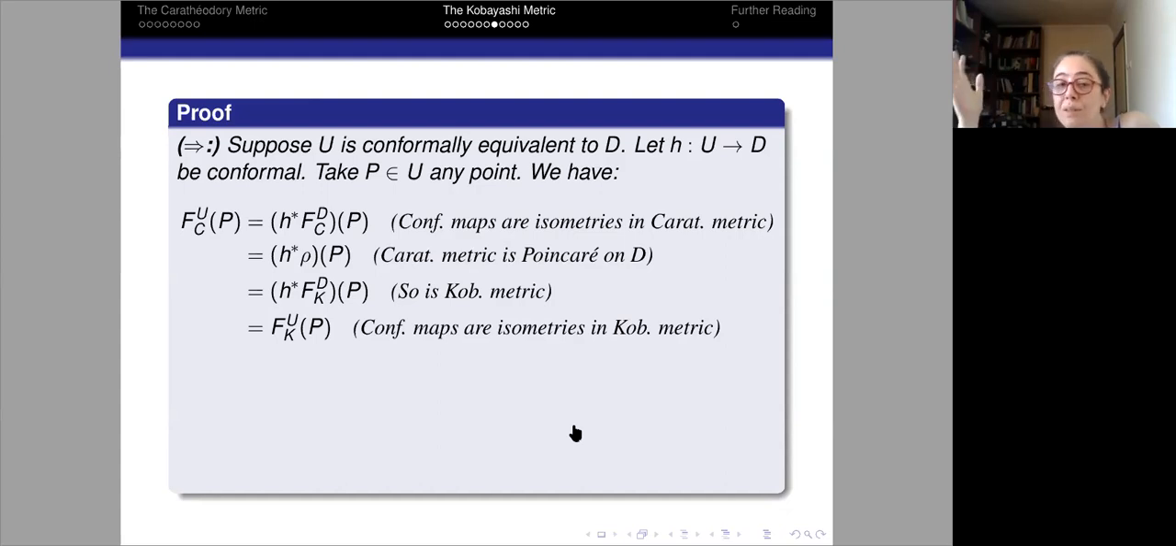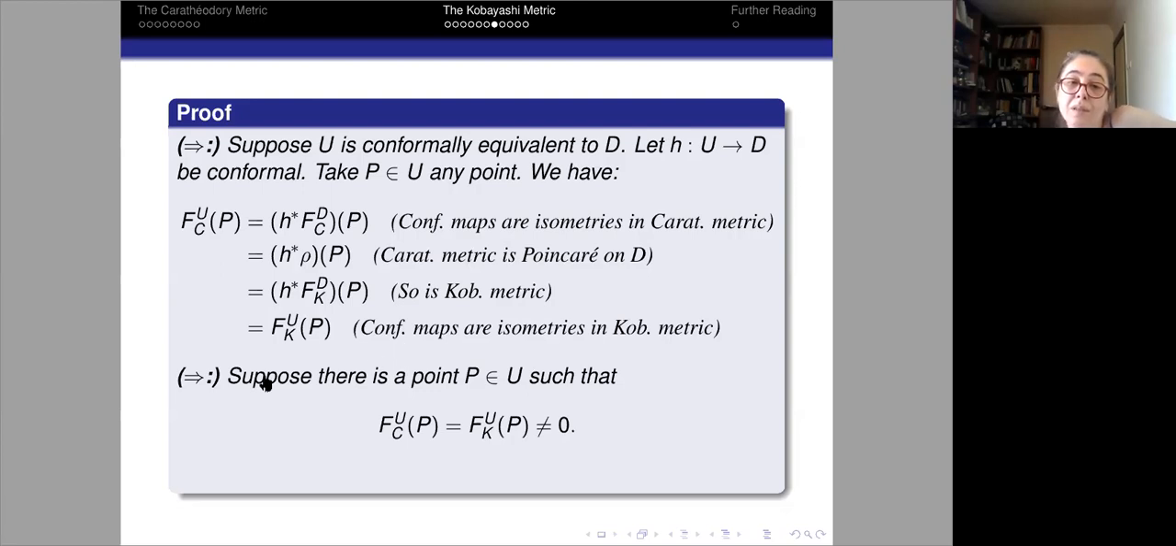So the pullback metric, the value at the point P, is equal to the value at the point P of the pullback of that metric with respect to a conformal map. And this is equal to h star rho at the point P, because the Carathéodory metric is Markov on the disk. And this is equal to h star F^K_D again, because the Kobayashi metric is Markov on the disk. And this is equal to the Kobayashi metric at the point P, because again, conformal maps are isometries in Kobayashi. This should be the other side. Sorry, there are a lot of typos today. I didn't have time to check for the typos.